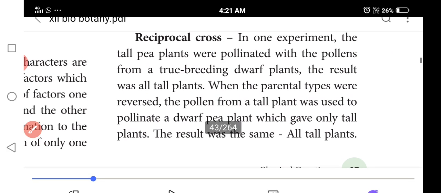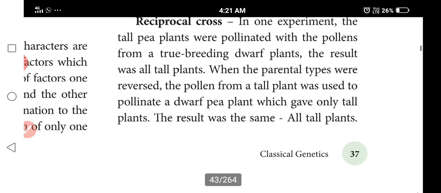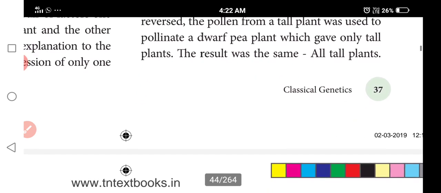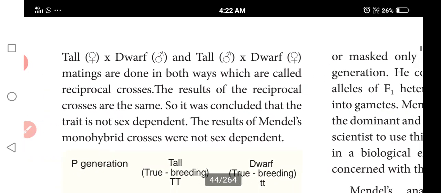In the reciprocal cross, tall plants were pollinated with pollen from true-breeding dwarf plants. The result: all are tall, that means capital T, small t. When the parental types were reversed, the pollen from the tall plant was used to pollinate the dwarf plant, and again we have only tall plants. So the result was the same: all tall plants.